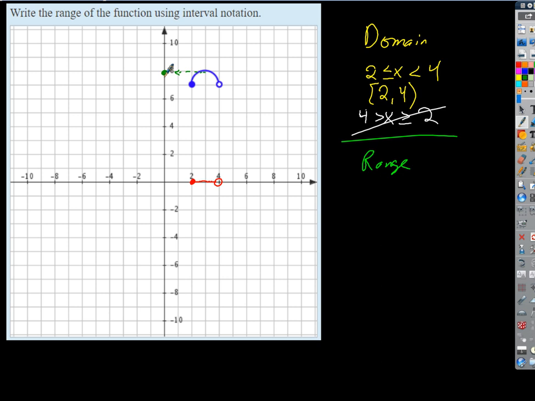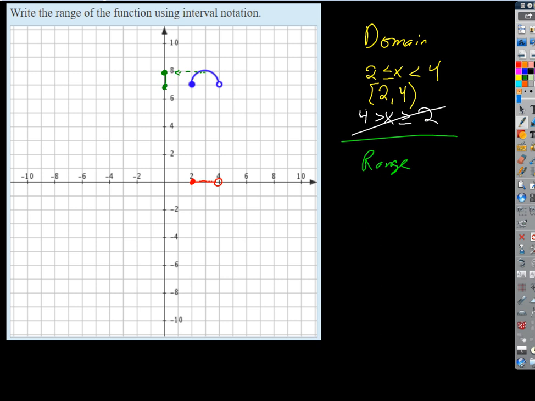What about the lowest value? 7. Can he stand on 7? I'm not sure. Okay, here's the dilemma, right? He can't stand there, but he can stand there. So what's the answer? Can he stand on 7? Yes, he can. There is at least one place where he can have the value y equals 7. So what kind of an endpoint am I going to put there? Closed. Yep. And so that's my range.